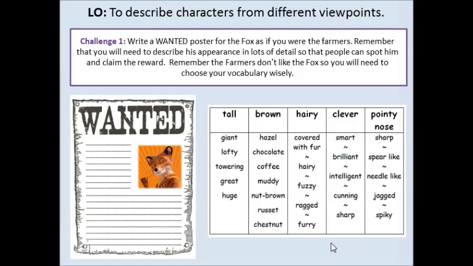So for today's first writing challenge is to write a wanted poster for the fox as if you were the farmers. So remembering that the farmers don't like the fox. So they're going to make him sound like a real baddie on this wanted poster. So you're going to remember that you need to describe his appearance in lots and lots of detail so that people can spot him if they're looking out for him and claim the reward.